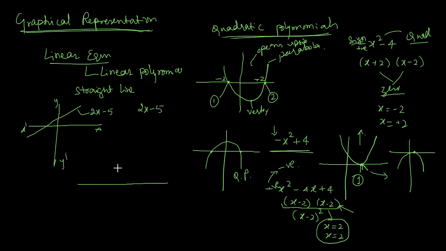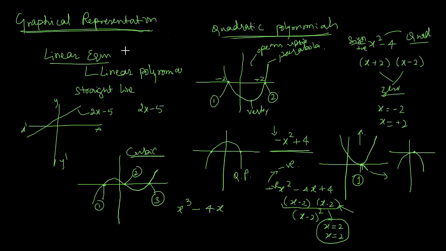One more thing is the cubic polynomial. So something like that. That's a cubic polynomial. 1 point, second point, it's cutting the x-axis at 3 points. x cube minus, let's just take 4x. Yeah, x cube minus 4x.